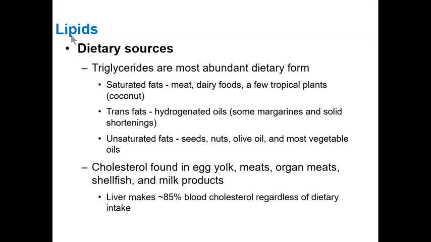Another source of lipid is cholesterol, of course found in egg yolks, meats, organ meats like liver, shellfish, some milk products. However, cholesterol is not necessary for us to take in. It's important in our body. We learned in Chapter 3, I believe, yes, Chapter 3, in our plasma membrane, we need cholesterol to stabilize the plasma membrane to make it stronger. However, our liver makes most of our cholesterol. Therefore, it's not necessary that we ingest it.